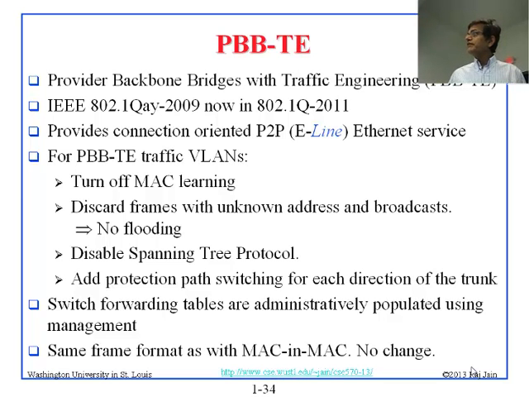So for PBB traffic VLANs, we turn off all MAC learning. We discard the frames with unknown addresses and broadcast, no flooding. And disable spanning tree protocol. All protection paths switched for each direction of the trunk, so basically we add a protection path. Whatever we said in the last slide has been standardized, and the switch forwarding tables are administratively populated using management. This is important: we don't learn the addresses anymore. We just fill in the table.